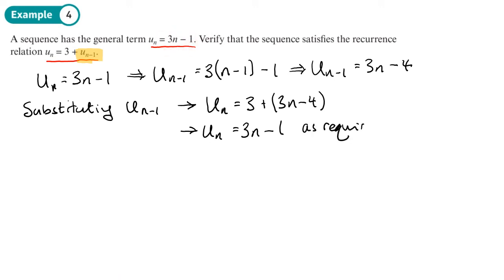So this is how we do this type of question. Rearrange the general term into the form maybe u_{n+1} or u_{n-1} or u_{n-2}, whatever's in the recurrence relation. Substitute it in and you should get the same general term that you started with, and that proves that, or verifies that, this sequence satisfies this recurrence relation.